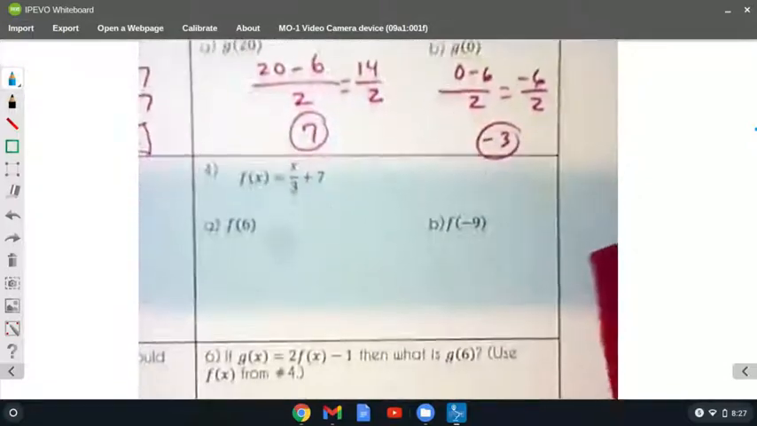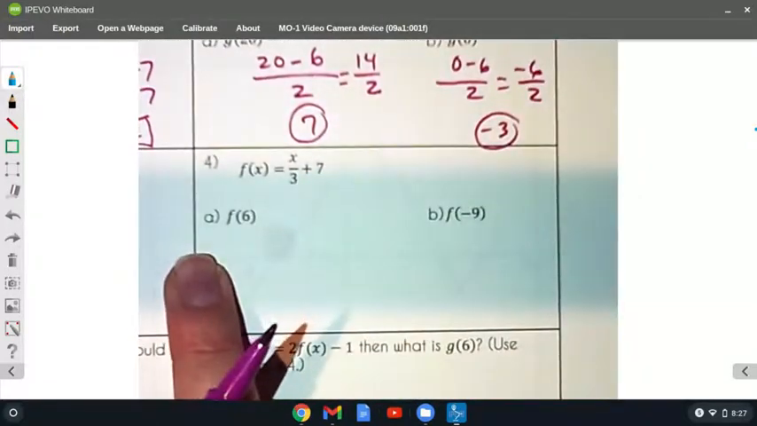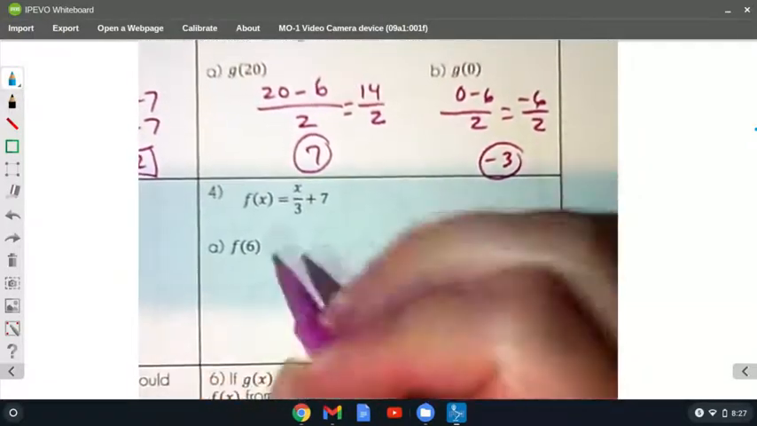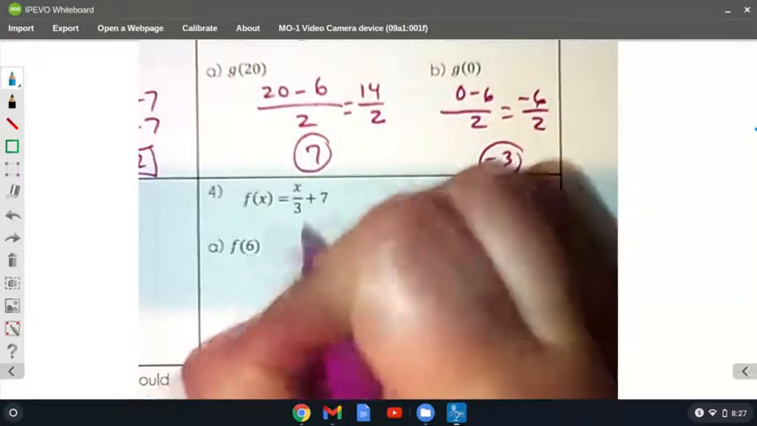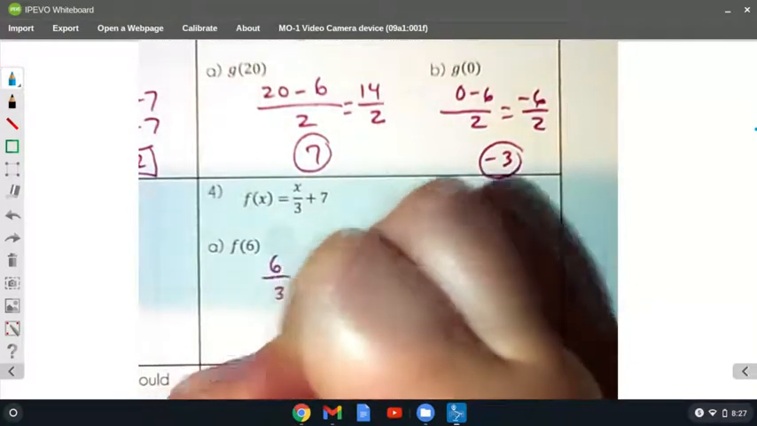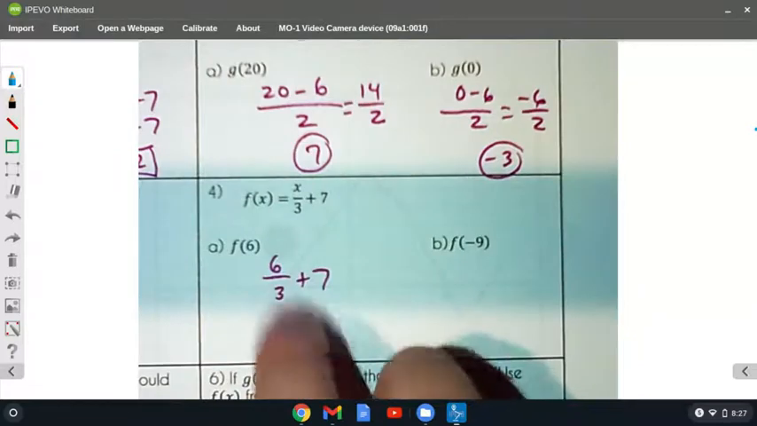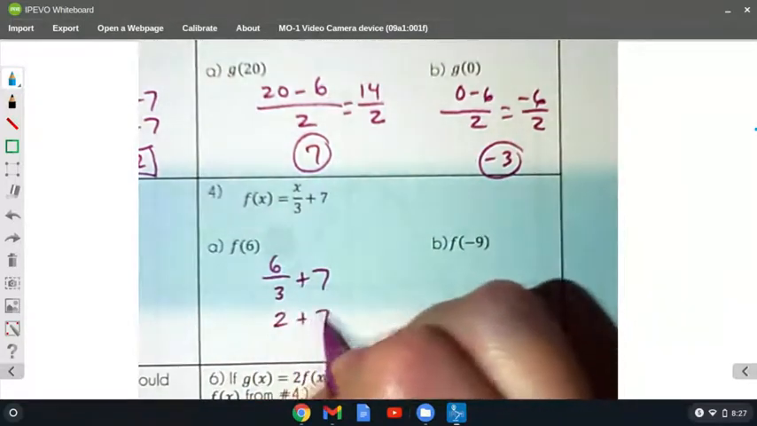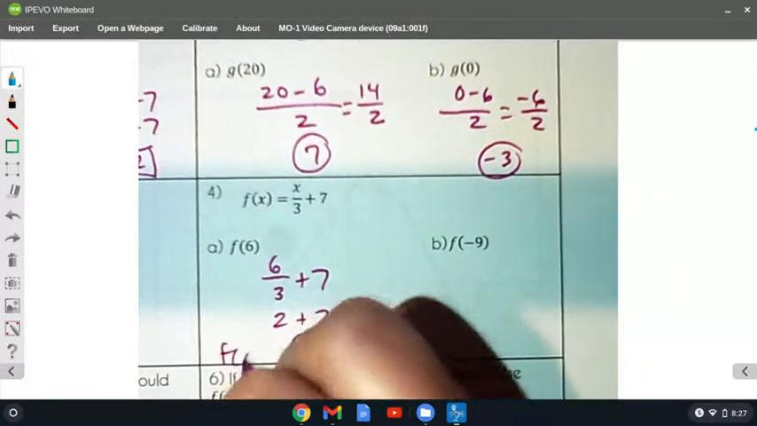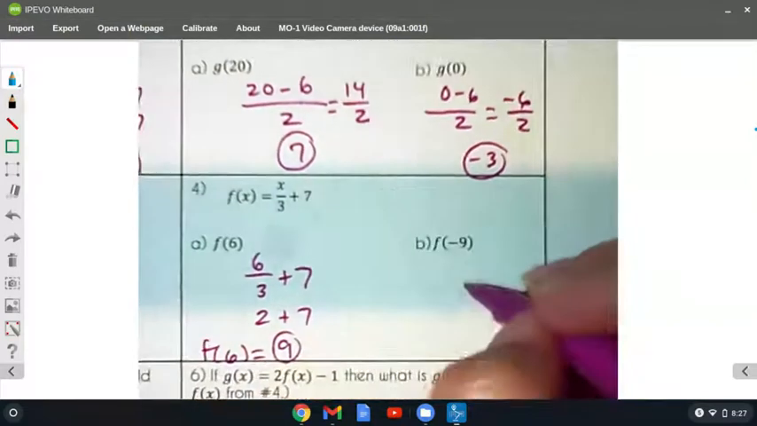I'm going to jump down to 4, since it's closest to me right here. Same thing I was just doing. I'm going to plug in a 6 for x. I have to do this fraction first. 6 over 3 is 2, plus 7 is 9. So f of 6 is 9.